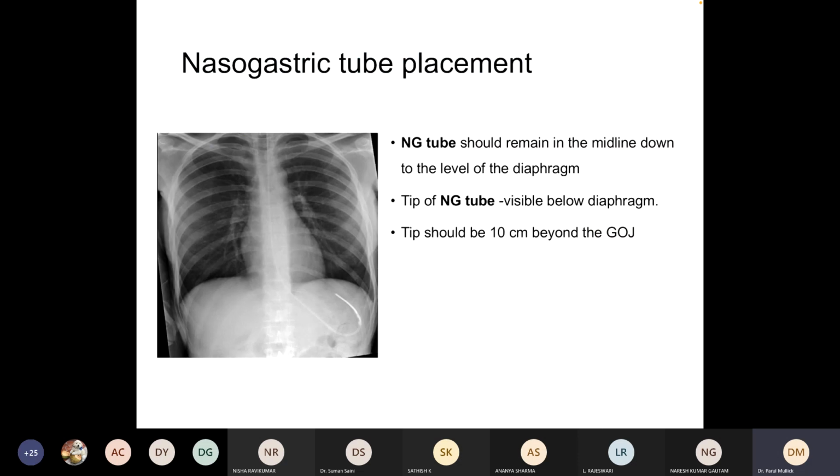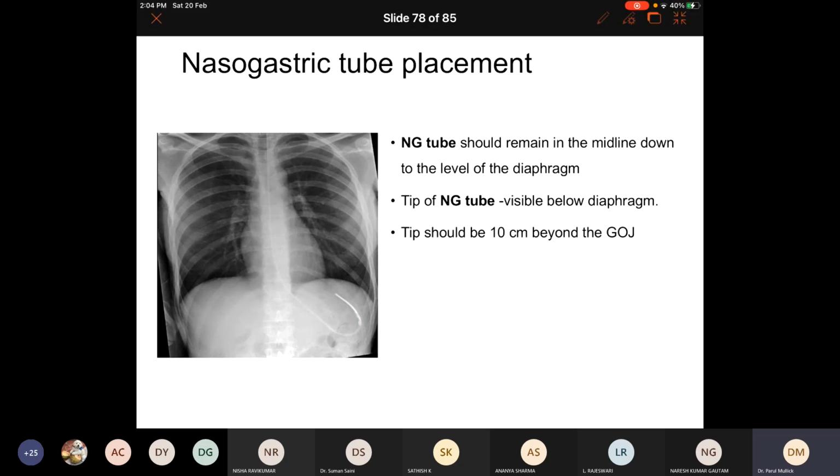अच्छा, नेजो गैस्ट्रिक ट्यूब, ये दिख रही है नेजो गैस्ट्रिक ट्यूब? तो बेसिकली नेजोगैस्ट्रिक ट्यूब जो है, इट शुड बी इन द मिड लाइन, और ये जो स्पाइन और ये डायफ्राम का जंक्शन है, यहाँ पे होता है हमारा गैस्ट्रोइसोफेजियल जंक्शन। तो अराउंड 10 सेंटीमीटर बियॉन्ड द गैस्ट्रोइसोफेजियल जंक्शन आपका टिप होना चाहिए, तो वो सेफली स्टमक के अंदर है, ठीक है.